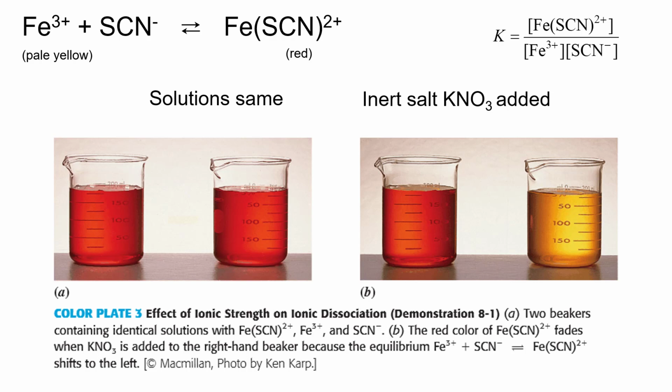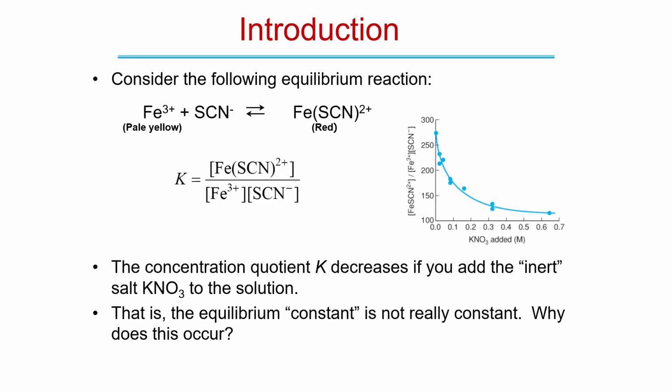In general chemistry, you may never even consider the fact that there might be a salt in your solution. In quant, we're going to consider the salts that may or may not be present and think about how they affect equilibrium. In this graph, you can see they did that exact same thing, where they graphed the equilibrium constant on the y-axis as a relationship to the amount of potassium nitrate added.